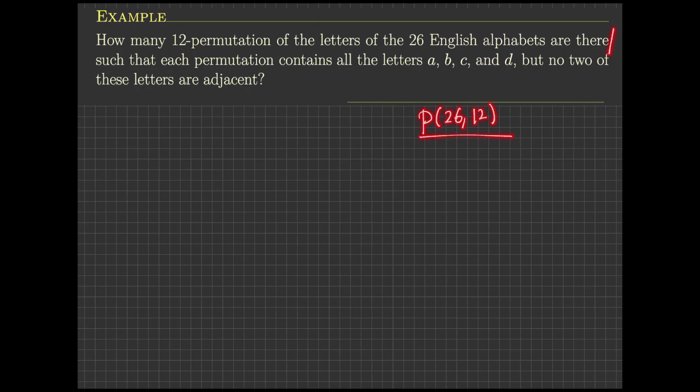Okay, and now let me make it a little bit harder. Now we continue. How many 12 permutations of the 26 English alphabets are there such that each permutation contains letters A, B, C, and D? Now stop. How do you solve this problem? Don't continue. So ignore the last part of the problem.